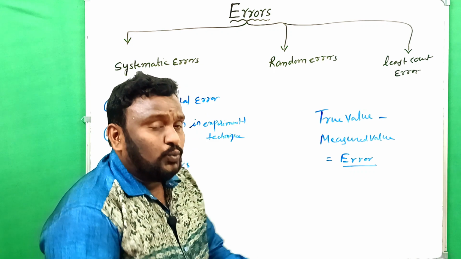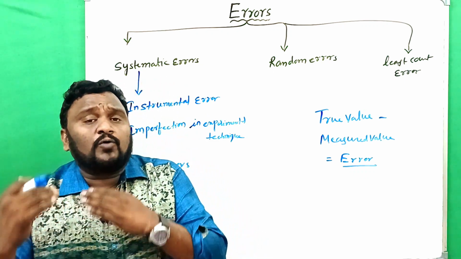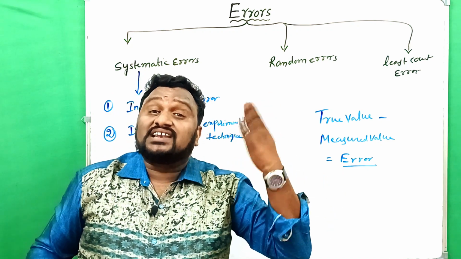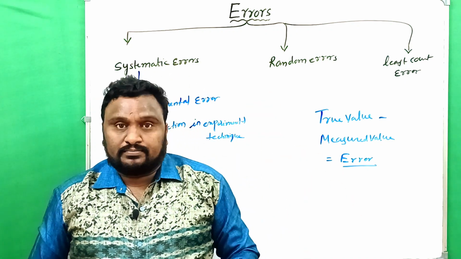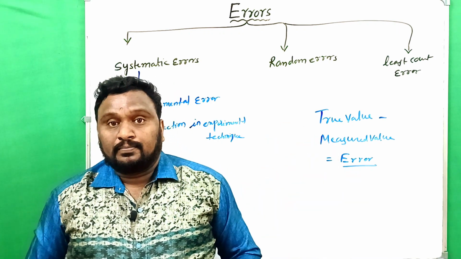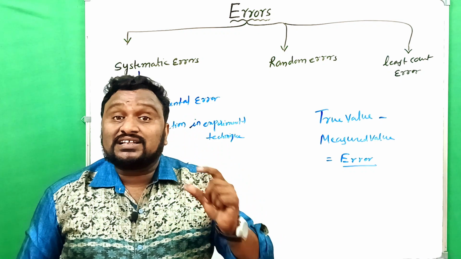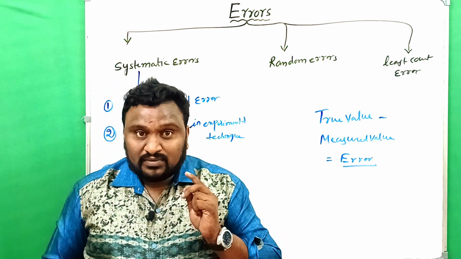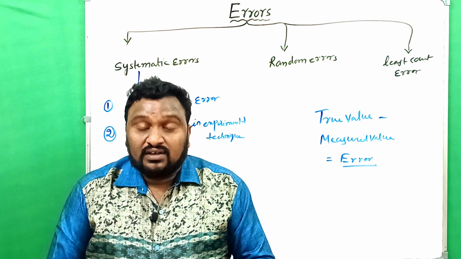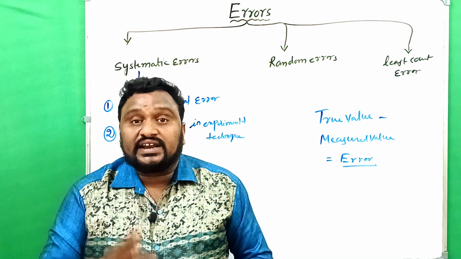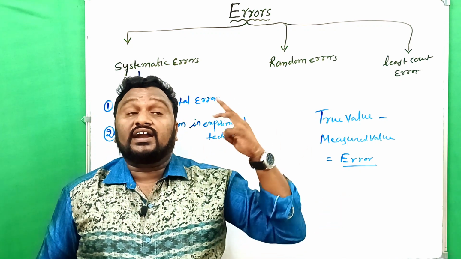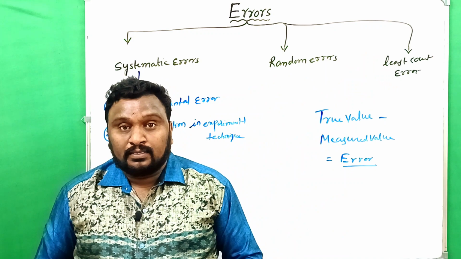That means we are not getting the exact value of the measurement. We get a value that is either less than or more than the true value, and the difference of these two is called error. The uncertainty in the measurement is called error. So how many types of errors are there? Errors can be classified into three types: systematic errors, random errors and least count error.